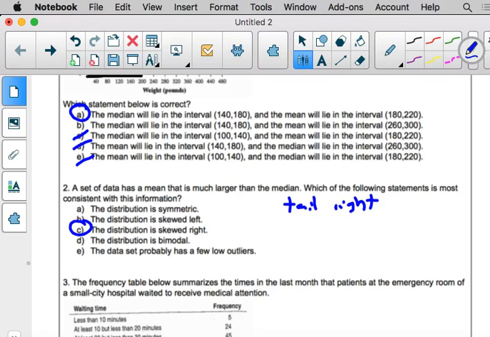Number 3. So number 3, the frequency table below summarizes the times in the last month that patients at an emergency room in a small city hospital waited to receive medical attention. Which of the following represents the possible values for the median and mean wait times for emergency last month? All right. So again, we're looking for possible values for each of those.